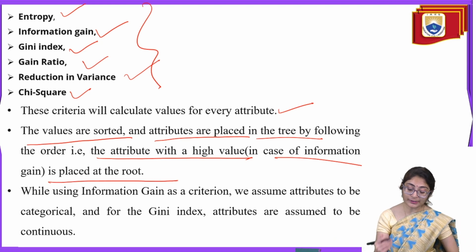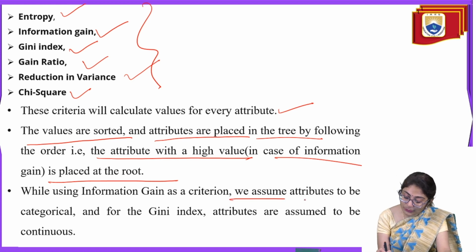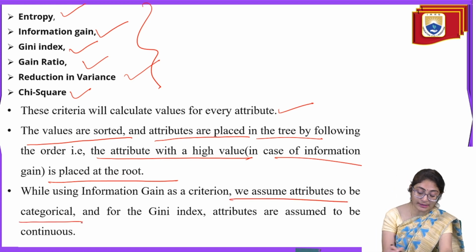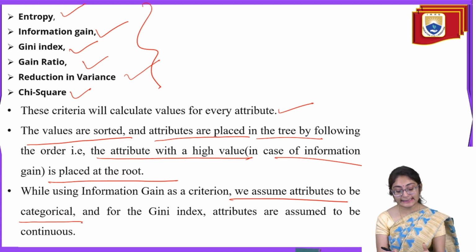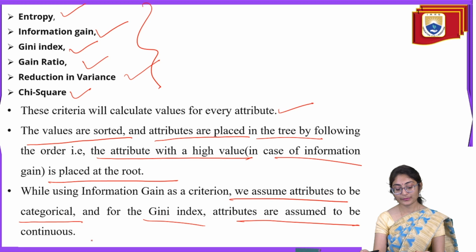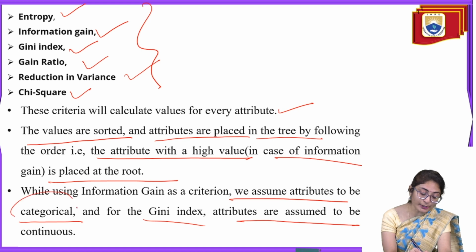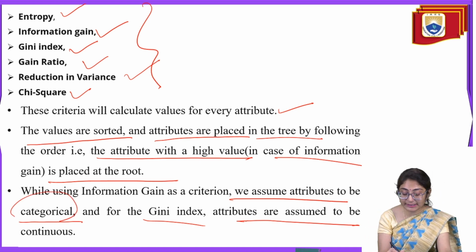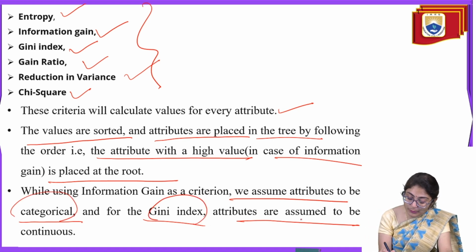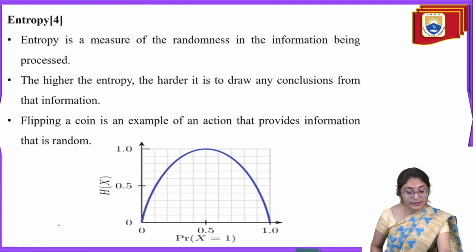While using information gain as a criterion, we assume attributes to be categorical, and for the Gini Index, attributes are assumed to be continuous. If you are using information gain, at that time your attributes will be categorical. And if you are using the Gini Index, then at that time your attributes will be in the continuous approach.